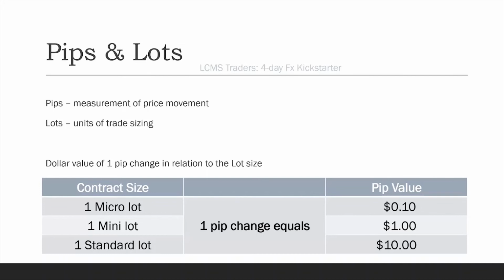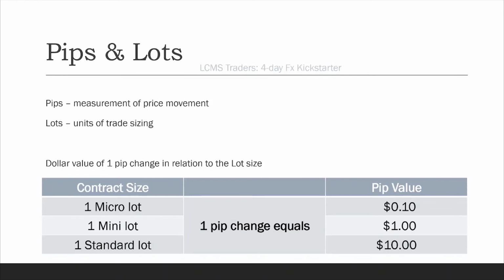1 micro lot, 1 pip equals 10 cents. 1 mini lot, 1 pip equals $1. 1 standard lot, 1 pip equals $10. Straight away, you can see that it's going to be more attractive to trade in 1 standard lot sizing, because for the same 1 pip move, you're earning $10 instead of 10 cents if you trade 1 micro lot.